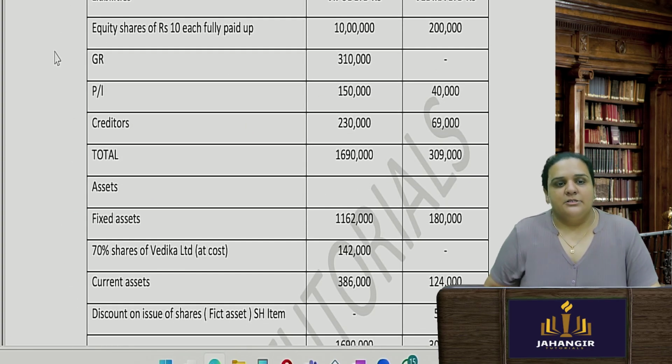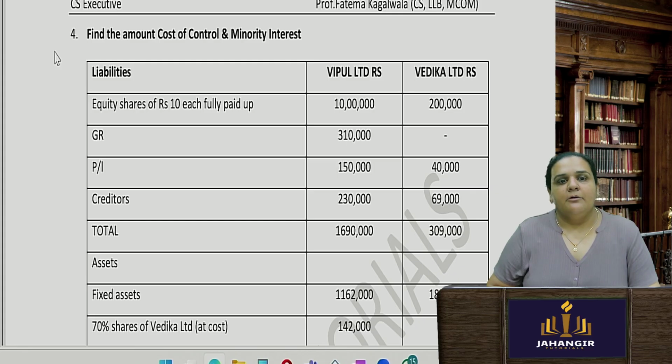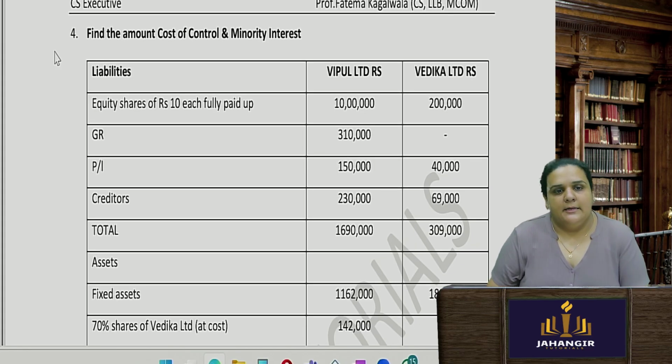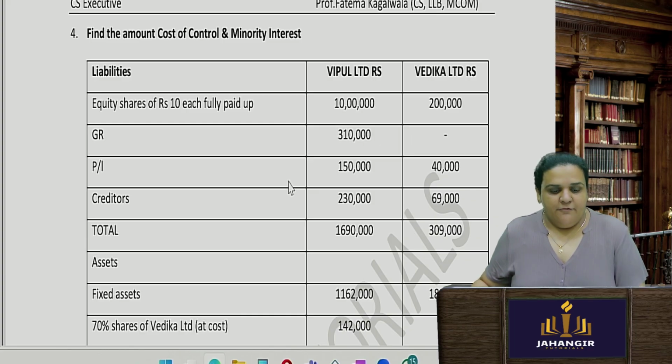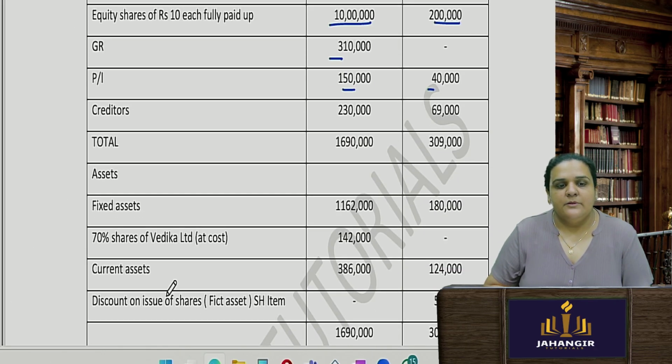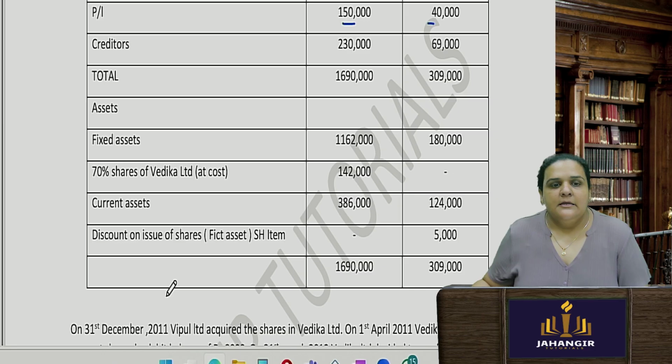Now coming to question number 4, again same thing. Find the amount of cost of control and minority interest, Vipul Limited and Vedika Limited. Equity shares of rupees 10 each fully paid up, 10 lakh rupees and 2 lakh rupees. That means 1 lakh shares and 20,000 shares. General reserve, P&L, 1 lakh 50, 40, creditors and then total. In assets we have fixed assets and 70% shares of Vedika Limited.